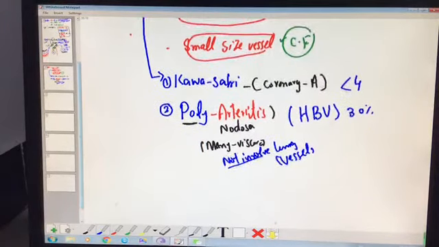Polyarteritis nodosa occurs in the middle-aged man, and also in the child age.